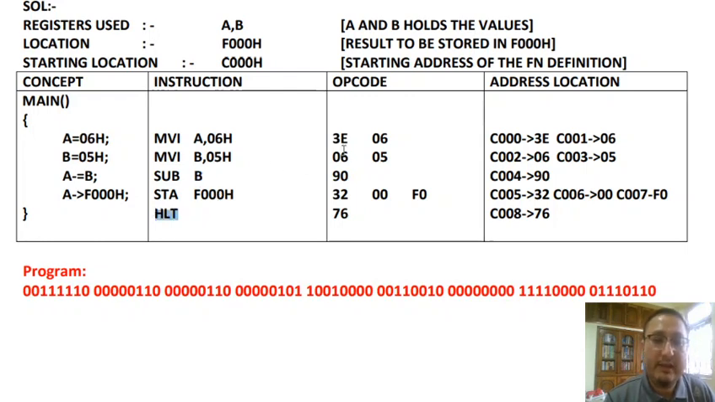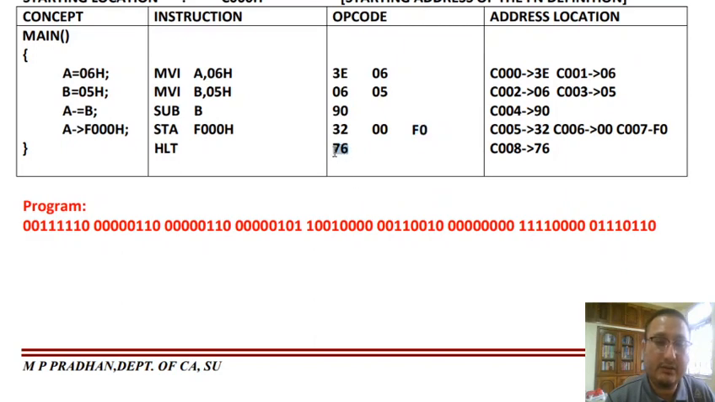Now the operation code for MVI A is 3E, so 06 is the data byte. The opcode for MVI B is 06, the data byte is 05. Now the opcode for SUB B is 90. For add it was 80, for subtract it is 90. Then again store the content of the accumulator. The opcode for STA is 32. Store the content of the accumulator in F000H. Here, as I said, the lower byte goes in the lower address space and the higher byte in the higher address space, and eventually there is a halt, right?